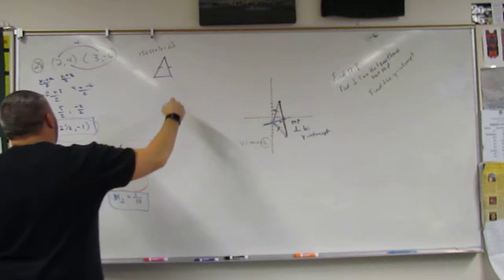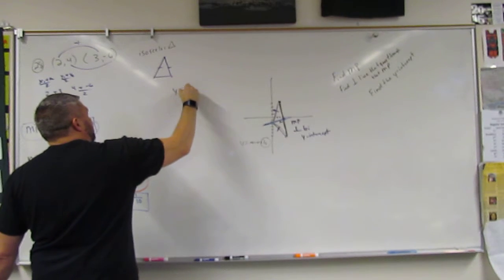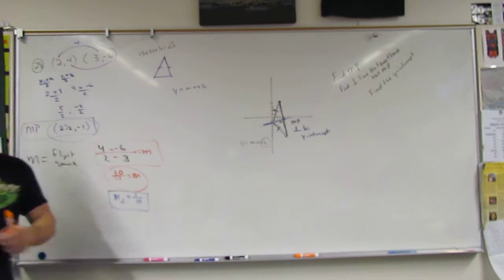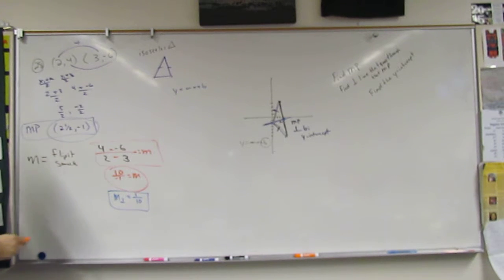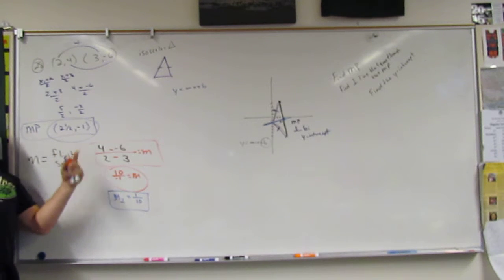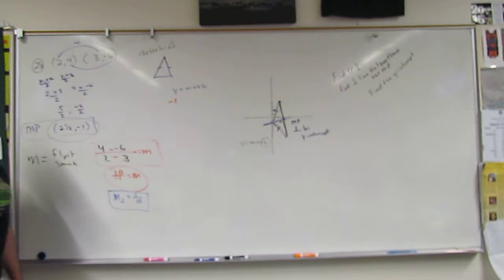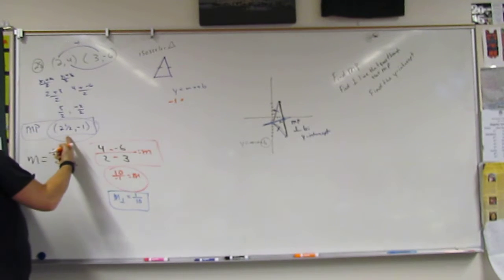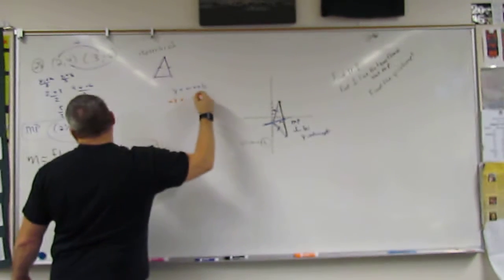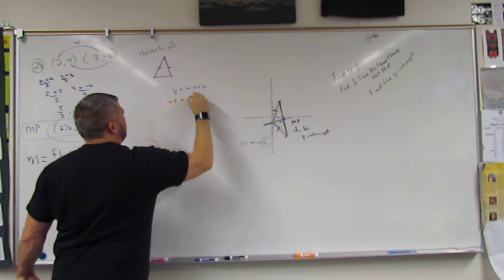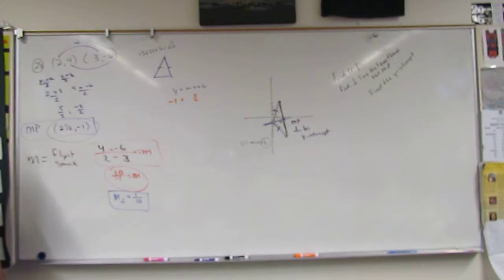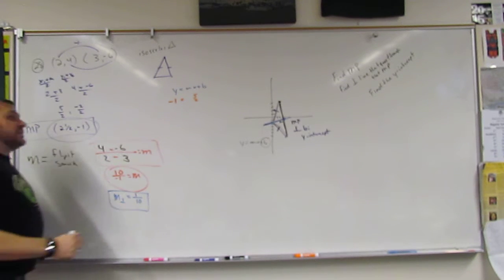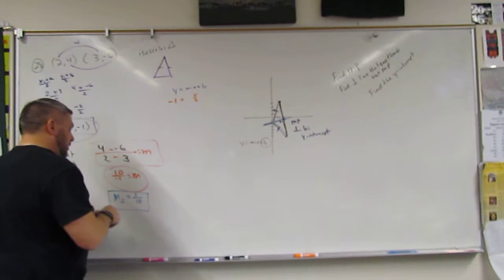We have 4 minutes. We go y equals mx plus b, right? Got this equation. And then I say, well, y is how much? Negative 1. And I say, well, what's x? 2.5. I might want to write it as 5/2. What's m? 1/10.